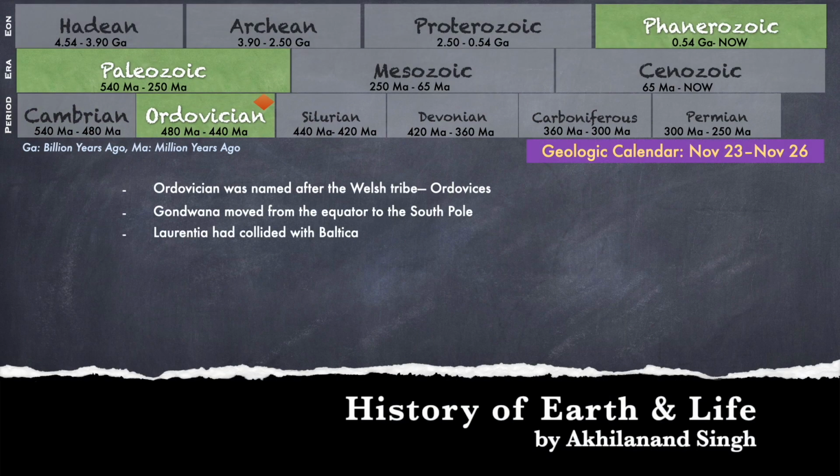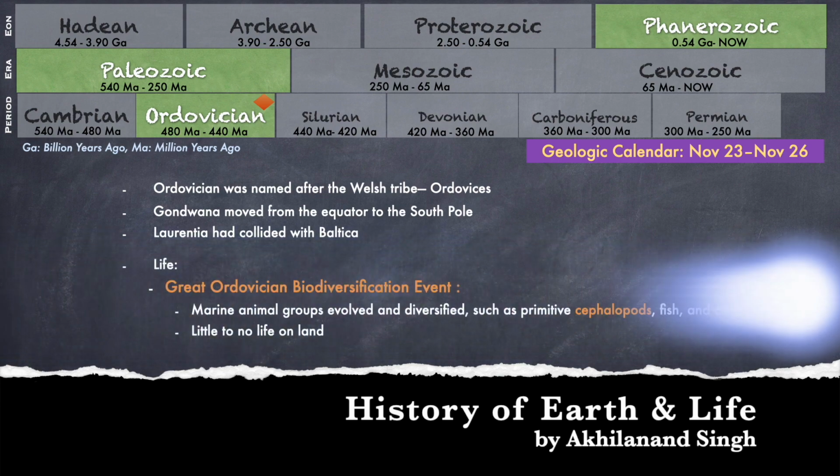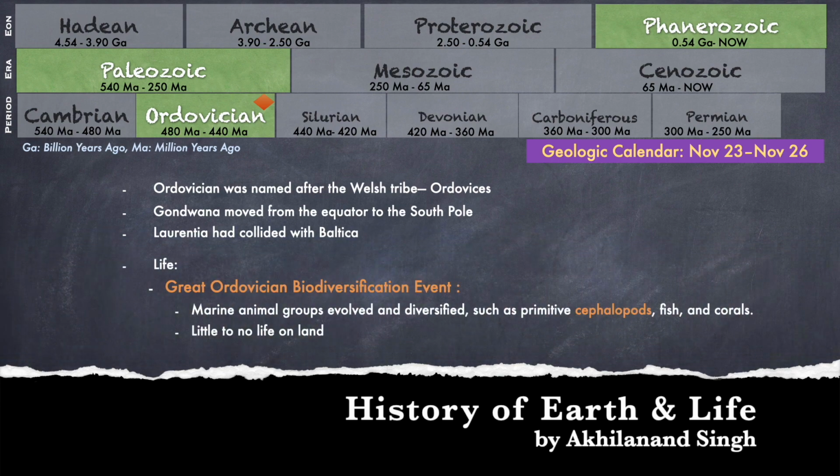Now let's talk about the Ordovician period, whose time span is 480 million years to 440 million years, and in the geologic calendar it is shown as the time between November 23rd to November 26th. The word Ordovician comes from the Welsh tribe Ordovices. The continent of Gondwana moved from the equator to the South Pole, and the continent Laurentia collided with the continent Baltica. In the context of life, the Great Ordovician biodiversification event happened, under which the marine animal groups evolved and diversified, such as primitive cephalopods, fish and corals. There was little or no life on land.